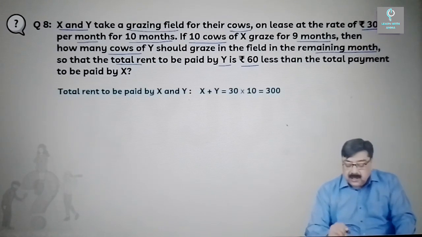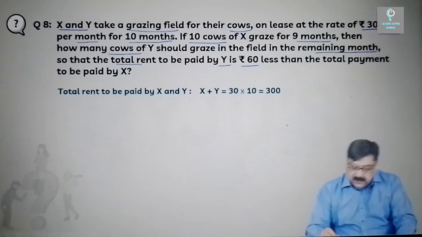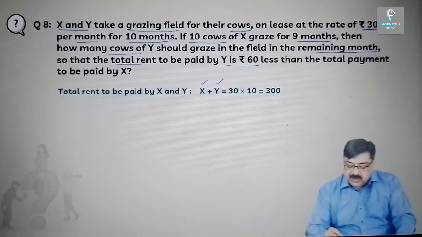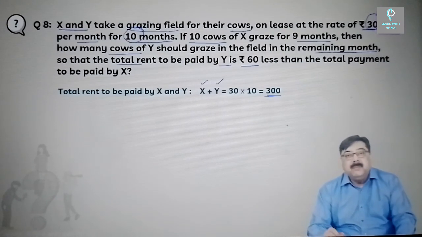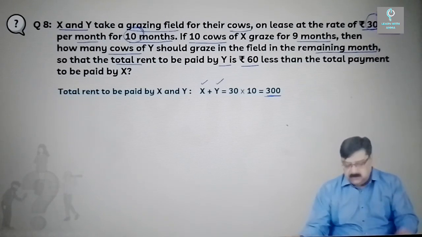Now first of all, the total rent which is to be paid by X and Y is the rent paid by X plus rent paid by Y. How much is that in total? Rupees 30 for 10 months. So 30 into 10, the total rent to be paid is rupees 300. Quite less, right? Prehistoric times, you can say.